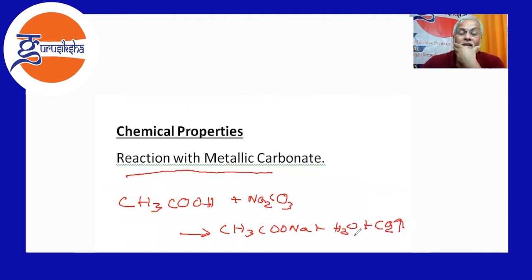This reaction is very brisk and fizzing is seen during the reaction because CO2 is evolving. This reaction is called brisk effervescence because the CO2 is evolving very briskly, and this is the reaction where we can test whether it is acetic acid or not. This is one of the parts of the reactions.